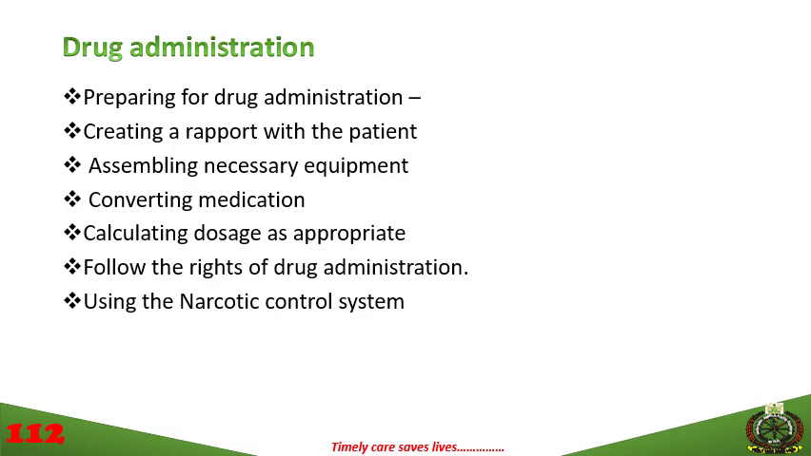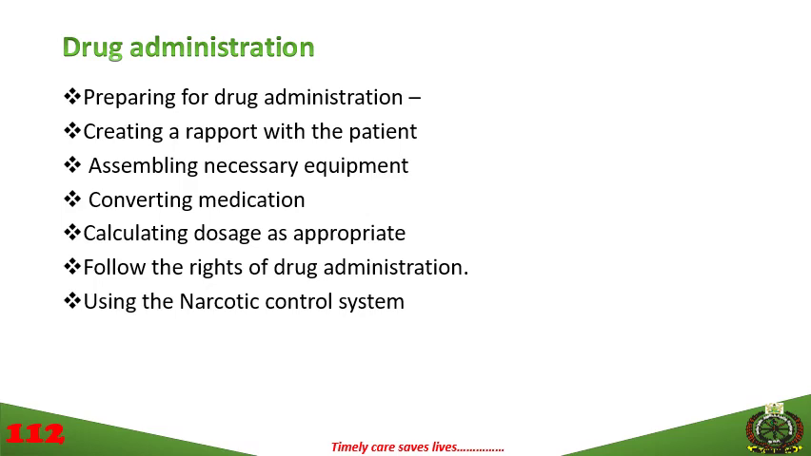Calculating dosage as appropriate is very important. Always look at the dosage on the patient's folder, on the prescription. Follow the rights of drug. I already mentioned this. Use narcotic control. Some of the drugs are under lock and key, like pethidine, like morphine. These hard drugs, like tramadol injectables, always go through the process.